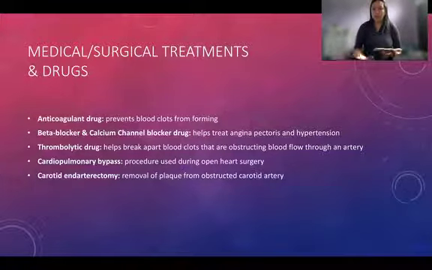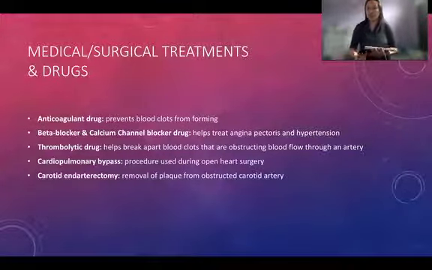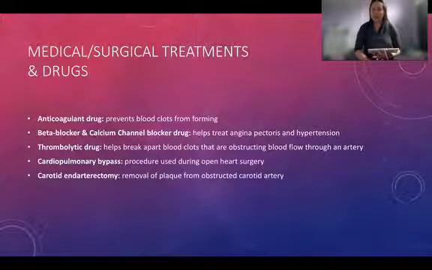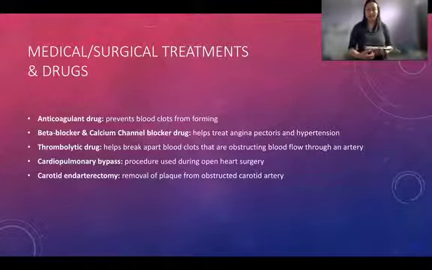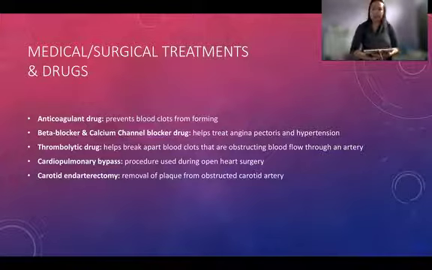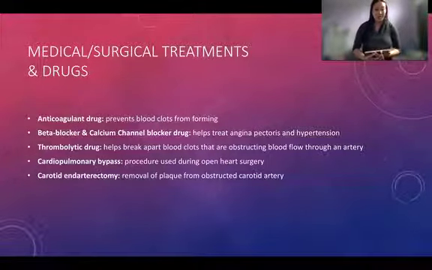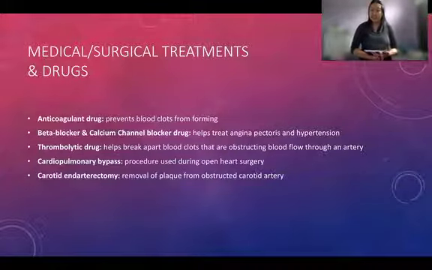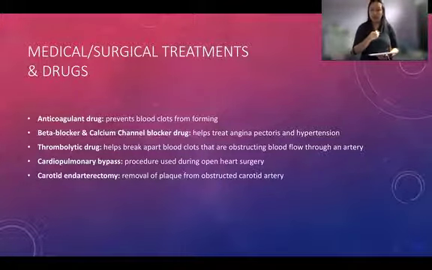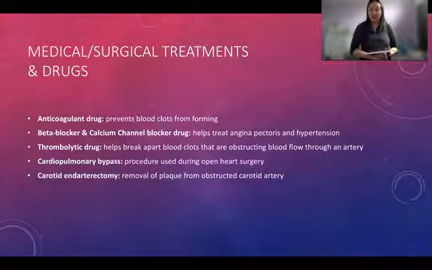And as the name implies, anticoagulant drugs prevent blood clots from even forming, especially very helpful for individuals that have increased amounts of plaque within their arteries or veins. And so anticoagulant drugs help the blood to freely flow without creating more obstructions within their veins or arteries. And also beta blocker and calcium channel blocker drugs. They both treat angina pectoris, which is just chest pains resulting from abnormal heart activity or hypertension.